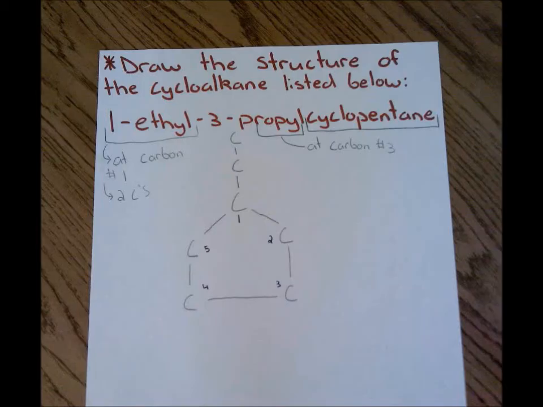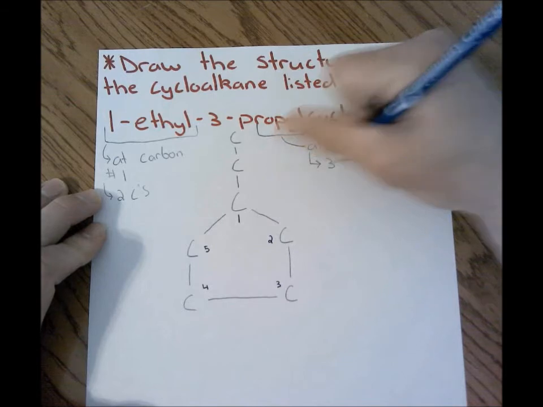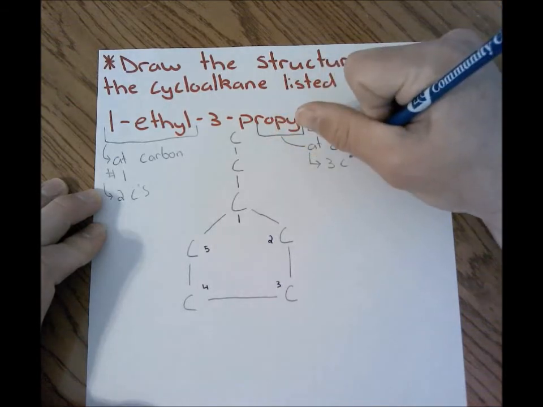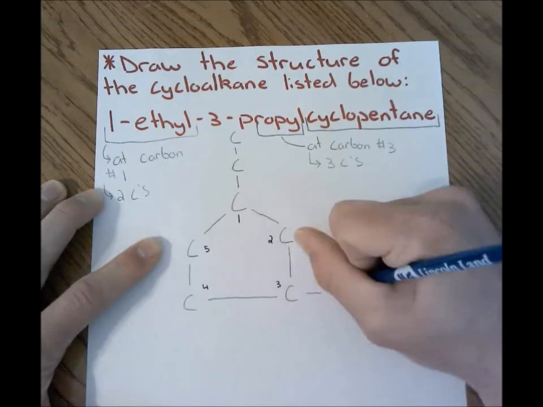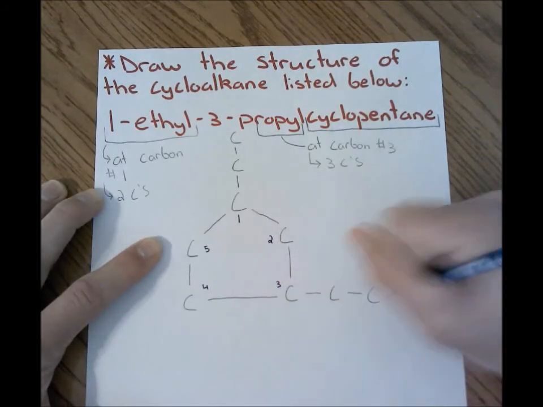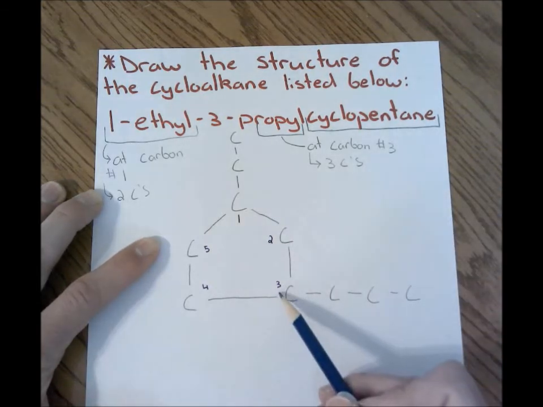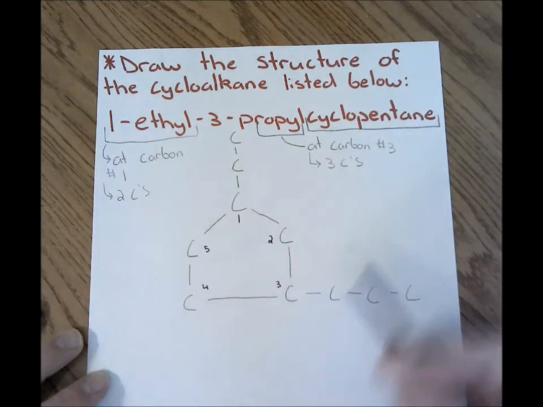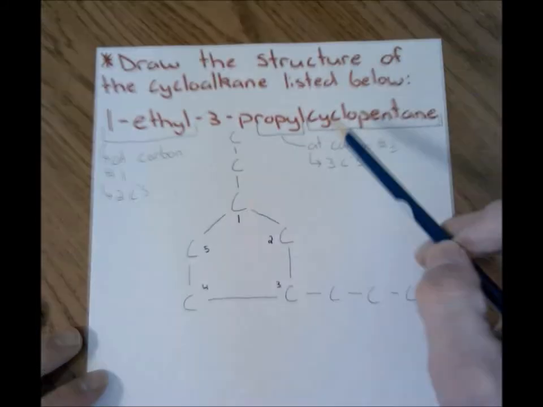And so what I do here is I just draw carbon, carbon, and my 3rd carbon attached at carbon number 3. Now, since I've named all the groups and I've drawn my cyclic structure, I now go back and add my H's. It does not matter if you add the H's to the right or to the left.